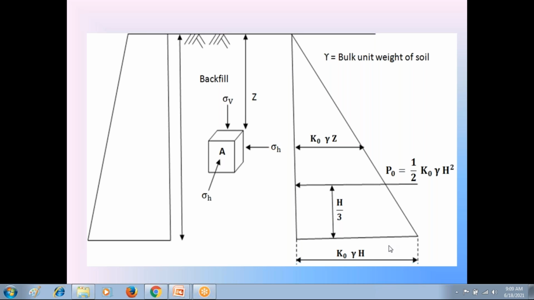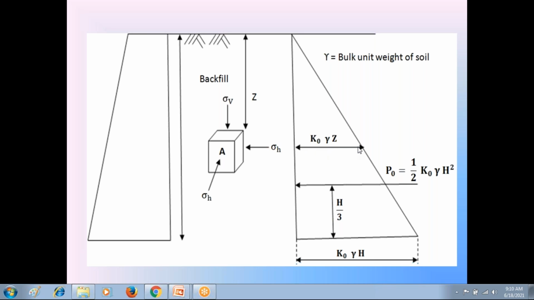This triangle diagram is the distribution of the horizontal earth pressure acting on the retaining wall in the at rest condition. We know that at a depth Z from the top of the retaining wall, the magnitude of the horizontal earth pressure sigma H is equal to K naught into gamma into Z. We discussed this derivation just now.